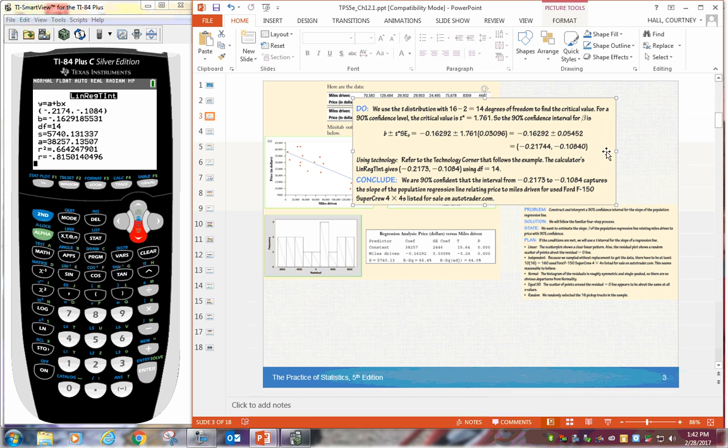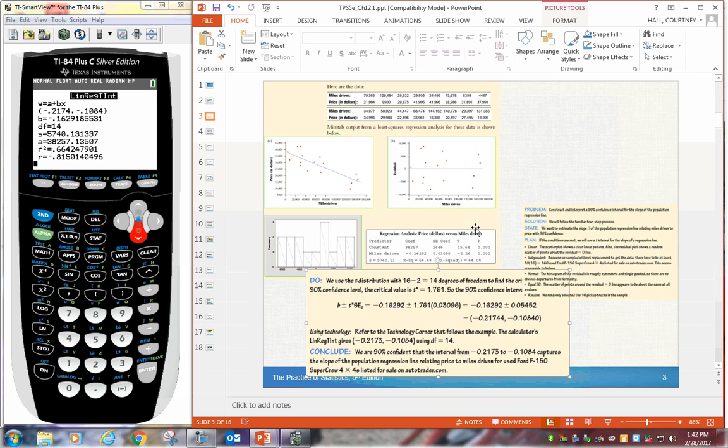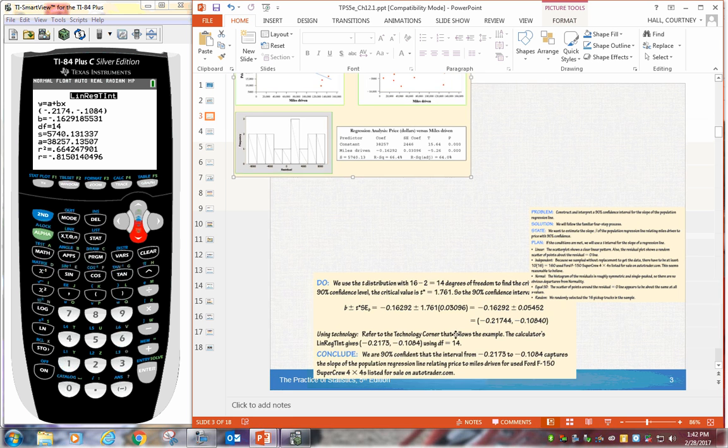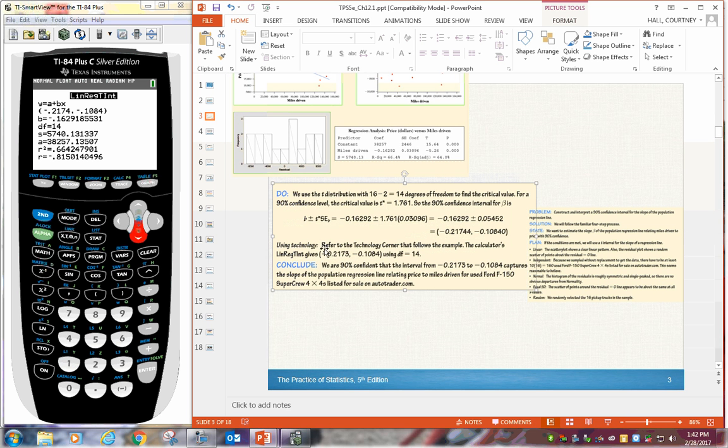So they had to work it out by hand because they're doing it just off of the computer printout, assuming that you don't have any of the data. And that's actually how we're going to have to do it on the practice worksheet. We will not have the listed data, okay? And so we're going to have to pick the B, which is our slope. So we're going to start with the negative 0.16292. That's what they started with here, plus or minus our T star.